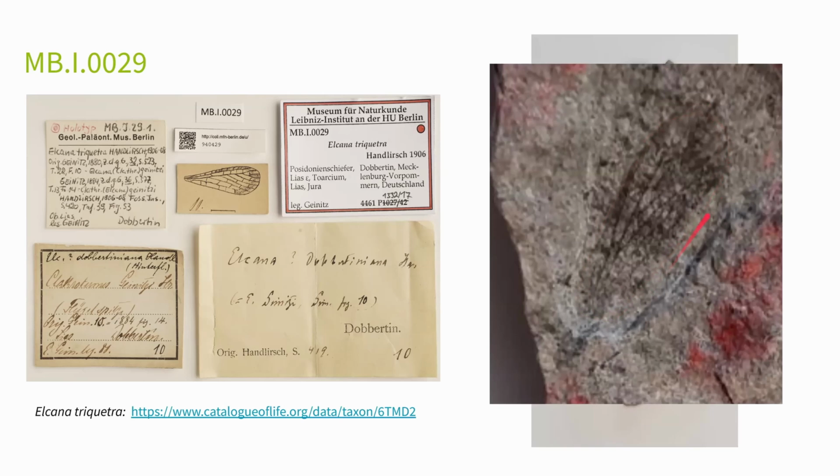If you look a little bit closer, you can see that it's a fossil. That this wing from the genus Elcana, from an extinct family that separated from the living grasshoppers and crickets about 300 million years ago. And it becomes also clear why we have this drawing here of the wing, a reflection of the fossil.